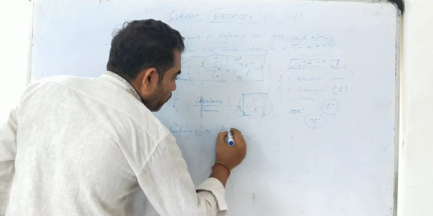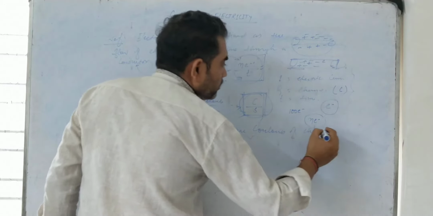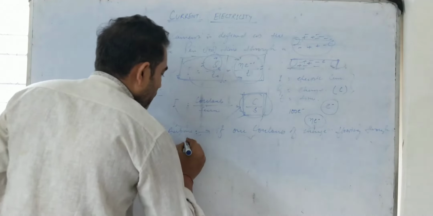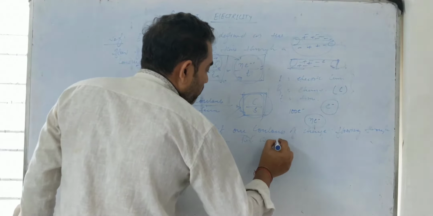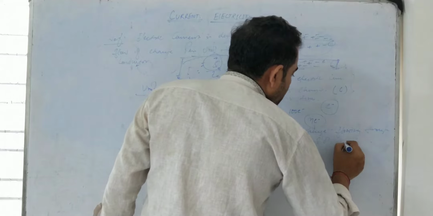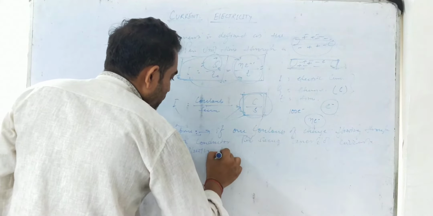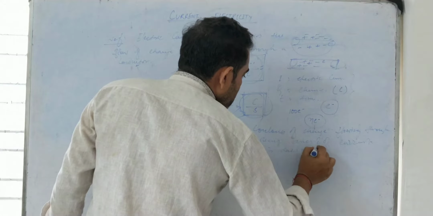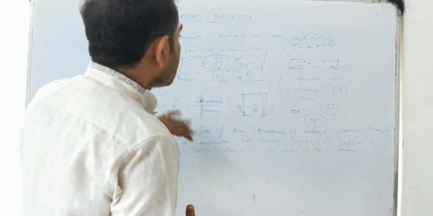I am writing it. If 1 coulomb of charge flowing through a conductor per second, the amount of current flowing through it is said to be 1 ampere. So that is the definition of ampere.